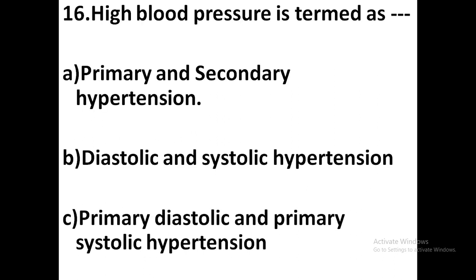16th one, high blood pressure is termed as option A, primary and secondary hypertension. Option B, diastolic and systolic hypertension. Option C, primary diastolic and primary systolic hypertension. Answer, option A, primary and secondary hypertension. High blood pressure is termed as primary and secondary hypertension.